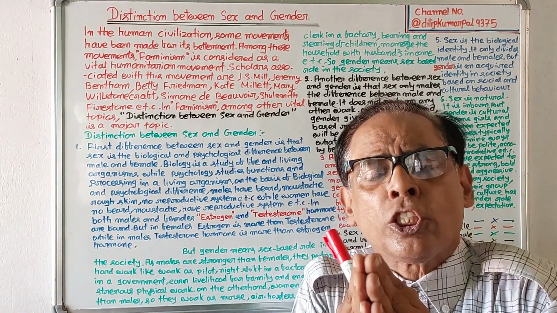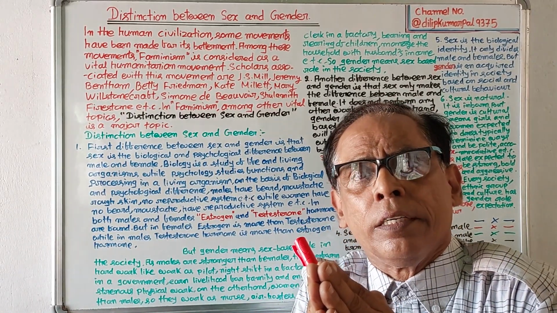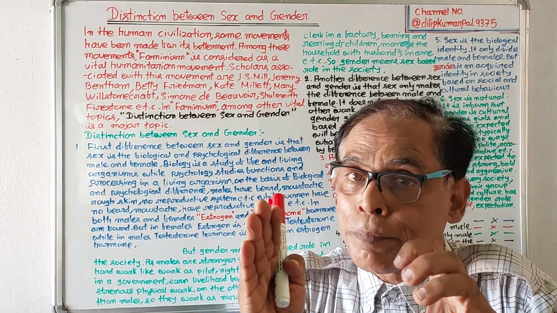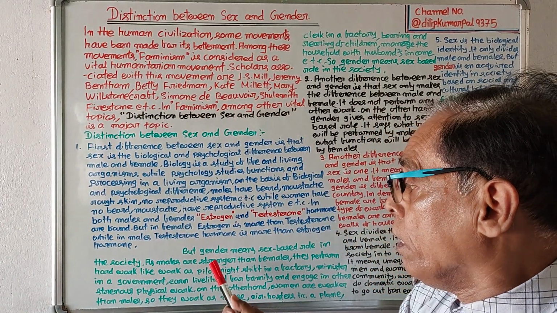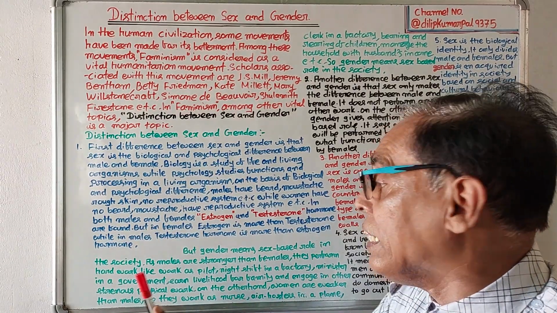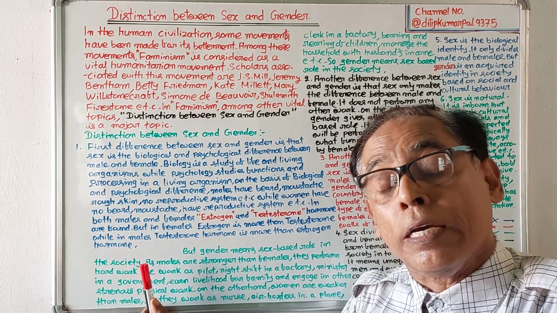So the first difference between sex and gender is that sex is the biological difference between male and female. But what is gender? Gender means sex-based role in the society.